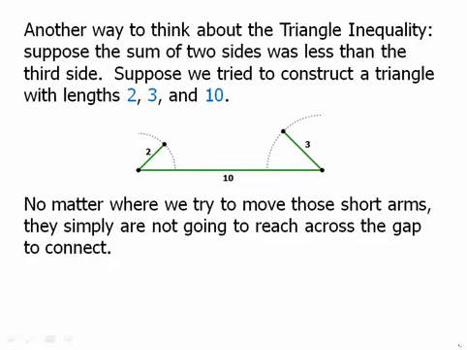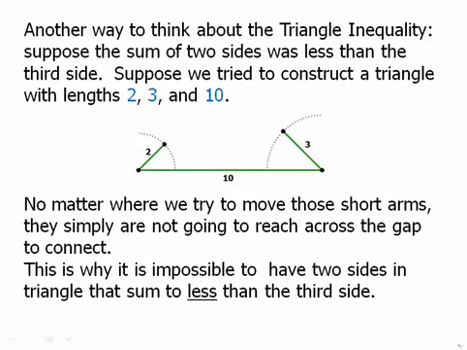It has to be closed. The three line segments all have to meet and enclose an area in order for it to be a triangle. So this will not work as a triangle. And this is why it's impossible to have two sides in a triangle that sum to less than the third side.